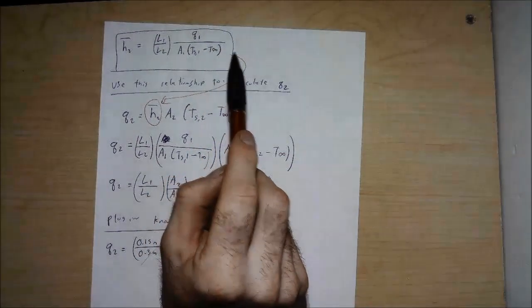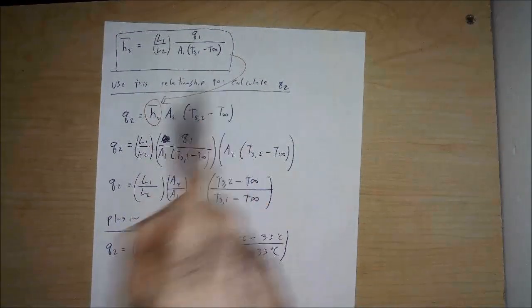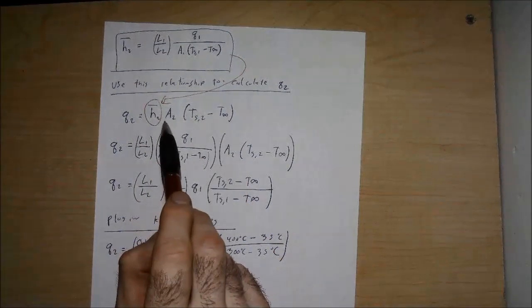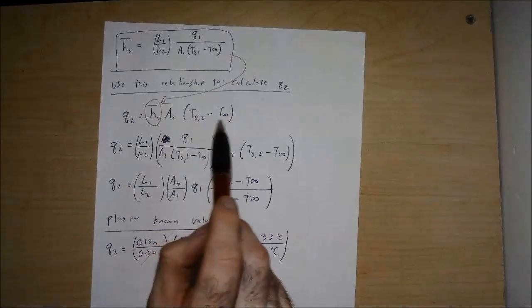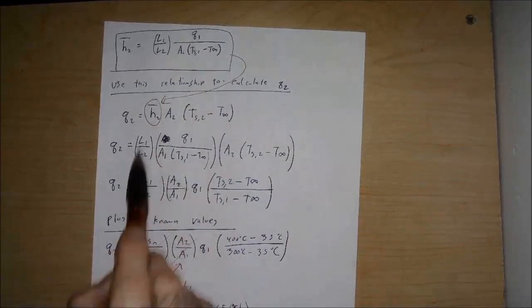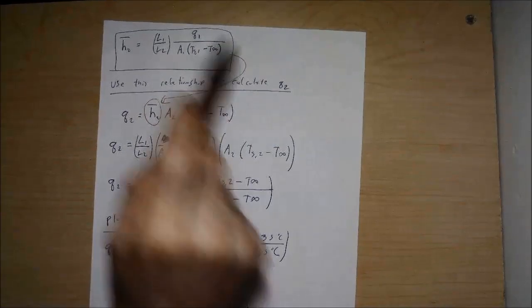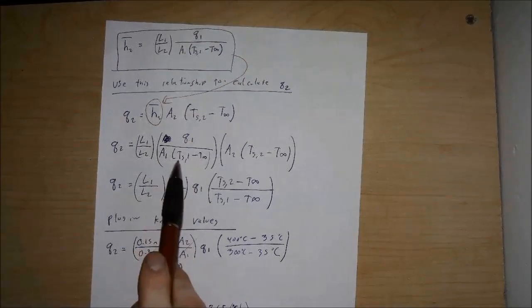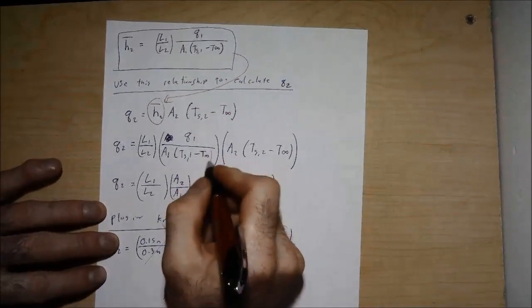Now this here, we can use this relationship to calculate our Q2 value. So we plug this into the equation for Q2 here, which again we recall was Q2 is equal to our H bar 2 times A2, area, times our temperature difference of the surface temperature 2 minus our ambient surrounding temperature T infinity of the air. Plug in this relationship here, and we have Q2 is equal to that ratio L1 over L2, all this coming from above, of Q1 divided by A1 times TS1, our surface temperature, minus the temperature T infinity of our surroundings here.